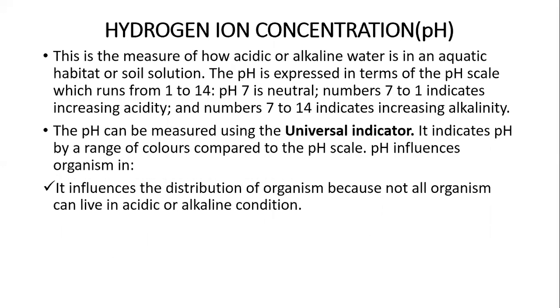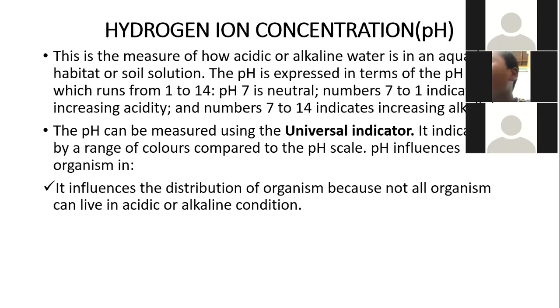The next abiotic factor is hydrogen ion concentration. Hydrogen ion concentration. Now, this is a measure of how acidic or alkaline water is in an aquatic habitat or soil solution. Now, this hydrogen ion concentration is also called pH.